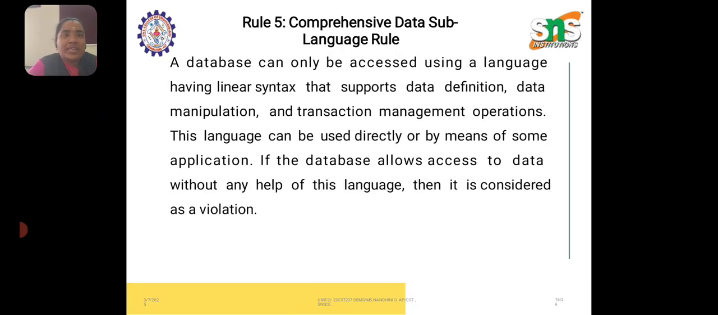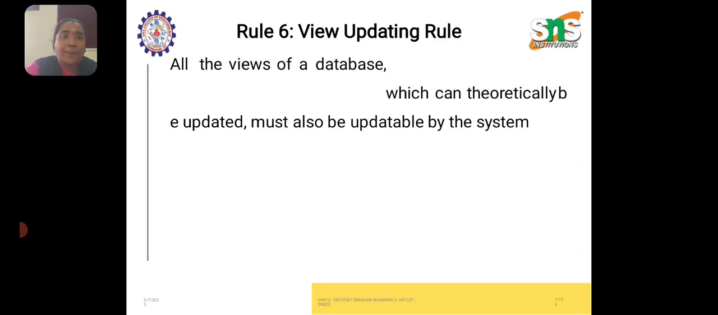Rule 5 is comprehensive data sub-language rule. A database can only be accessed using a language having a linear syntax that supports data definition, data manipulation, and transaction management operations. These languages can be used directly or by means of some application. If the database allows access to data without any help of this language, then it is considered a violation.